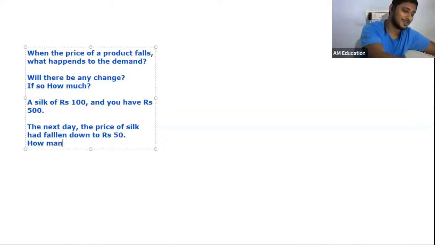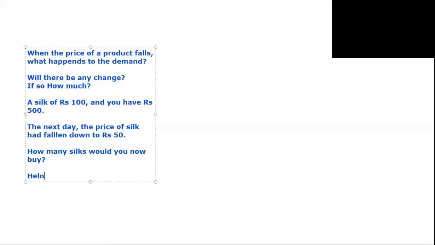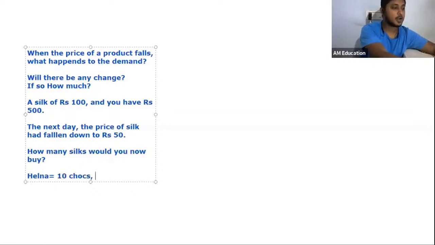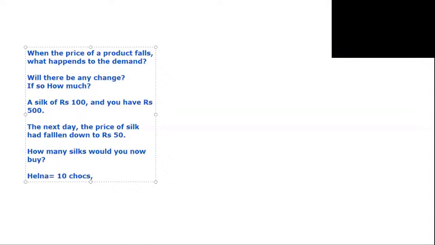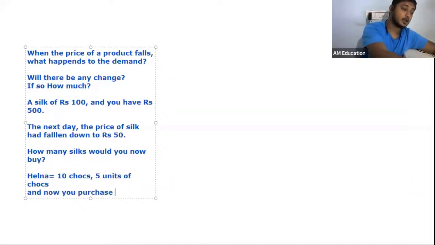How many silks would you now buy? Helena and Nandini, I want all of your answers. Helena, first. 10. So you would buy 10 chocolates, is it? And earlier, how much would you buy? 5. Okay, you'll buy all the 500 silks only. I thought you'd buy one or two. Cool. So earlier you used to purchase only 5 units, right? And now you purchase 10 units.